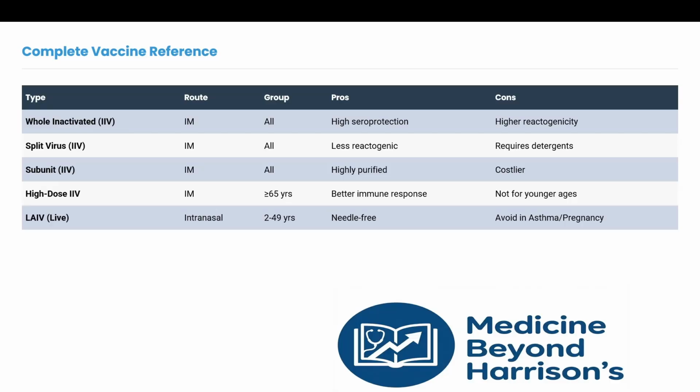And the live attenuated vaccine is also available, which is given intranasally. It is needle free. The advantage is that it is needle free, and the con is that it is avoided in asthma and pregnancy because its efficacy and safety are not proven. So it is given only up to the age of 49 years.